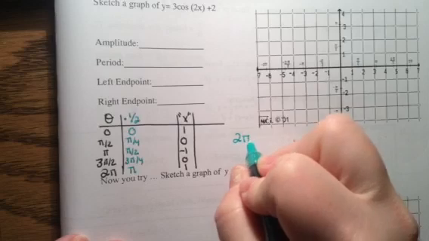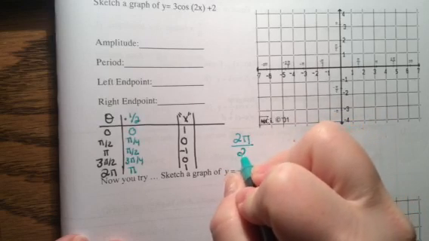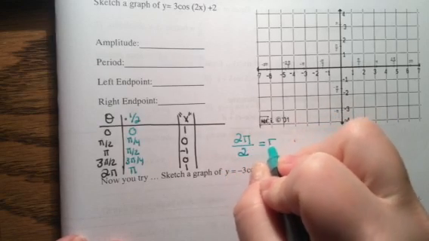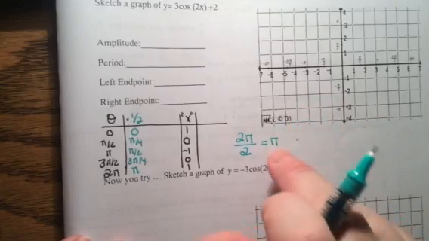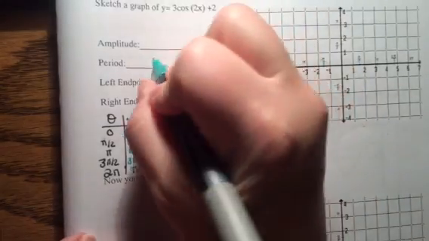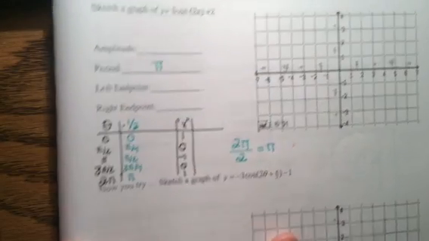This is that b value, so real quick I just want to talk about 2 pi over b, which is 2. 2 pi over 2 is equal to pi. So my period is pi. It should only take me pi units to repeat myself. I'm going to write that right there on my line, pi.